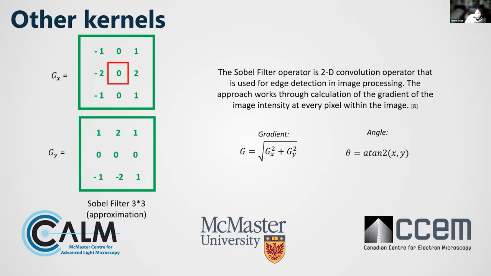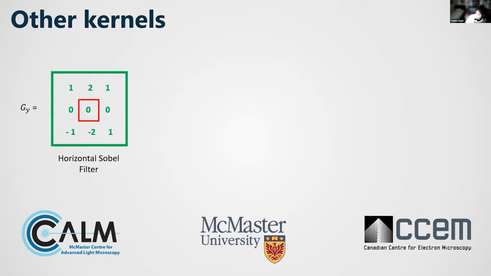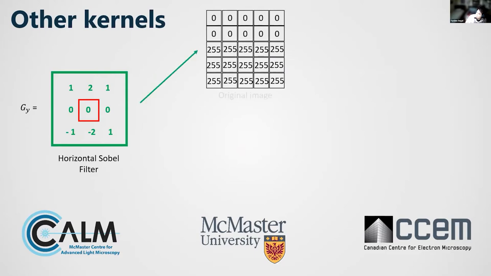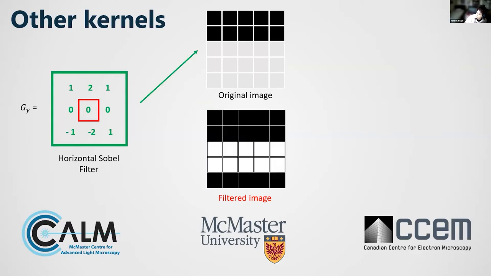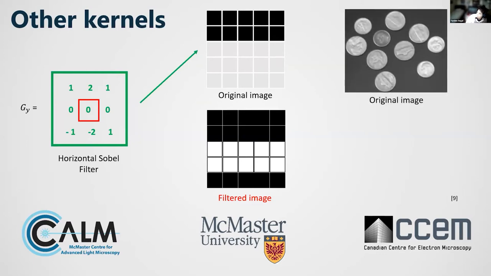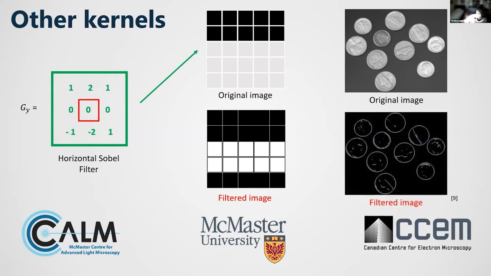So yeah, you can use it. It's mostly used for edge detection, and it's nice because you can also use it to find the angle of the edge. Here we've just taken the horizontal Sobel filter, and you can see there's a huge change, going from completely black to completely white. If you run the horizontal Sobel filter across it, it'll detect those changes in those two lines, and you'll see an edge there. From an image perspective, if we look at some coins, it has now found the edges of just those coins.